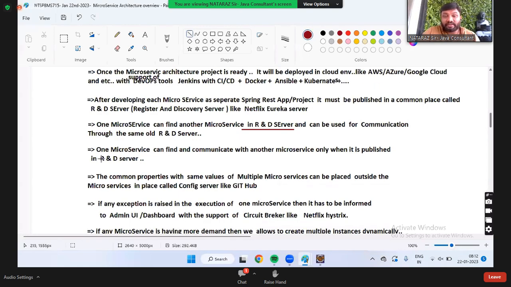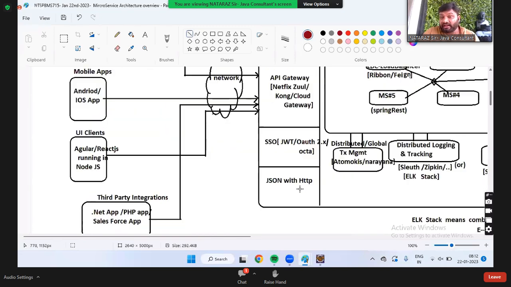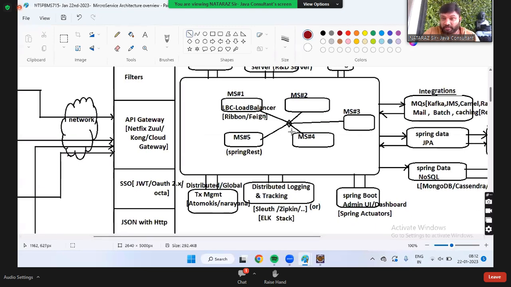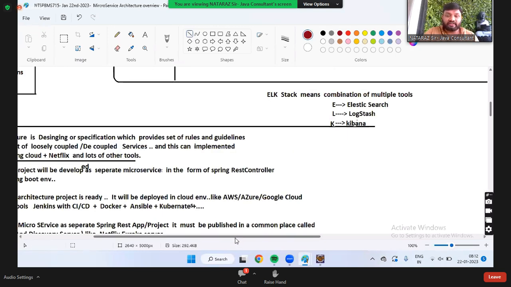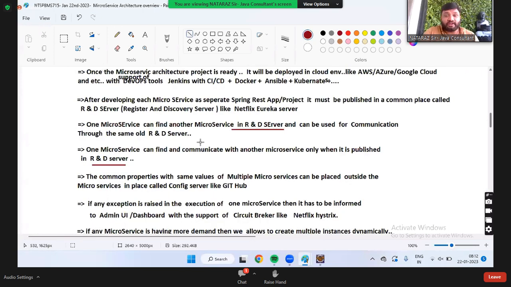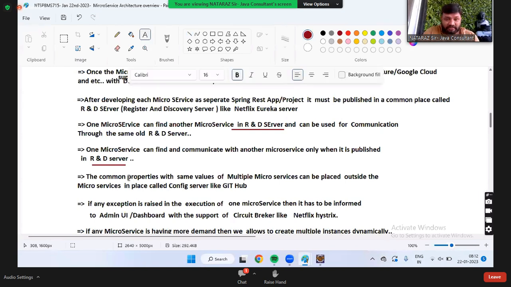Super, boss. Next one. One microservice can find and communicate with another microservice only when it is published in the registration and discovery server. This communication is possible only when microservices are registered in what? The registration and discovery server. They are registered for discovery purposes, boss. The common properties with the same values of multiple microservices can be placed outside the microservices in a place called the config server.